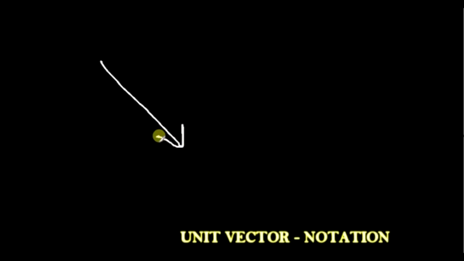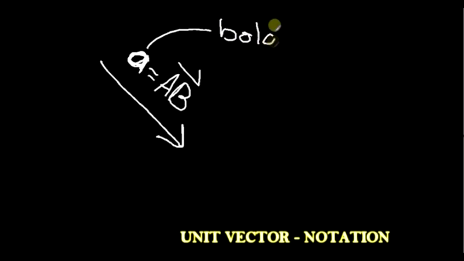For the notation of vectors, a vector is often written in bold, like A or B. A vector can also be written as the letters of its head and tail with an arrow above it, where B is the head and A is the tail.